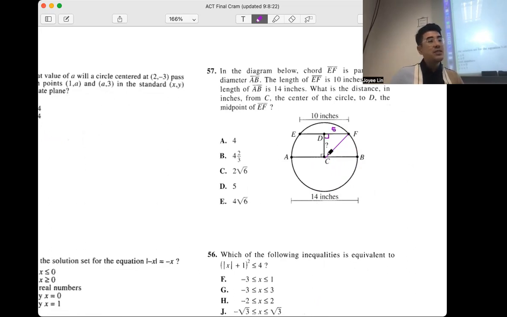And then the radius is from all points of the circle. How much is the radius of the circle? 7, right? Half of 14. So then we have our right triangle, and it becomes that much easier to do. Right, circles are made up of right triangles. So when you have that, you can draw.